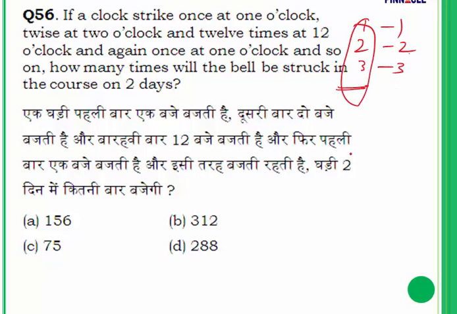in two days there are 12 hours, then again 12 hours in one day, then 12 hours and 12 hours again. It means you can say 12 occurs 4 times. So 1 is 4 times, 2 is 4 times, 3 is 4 times.